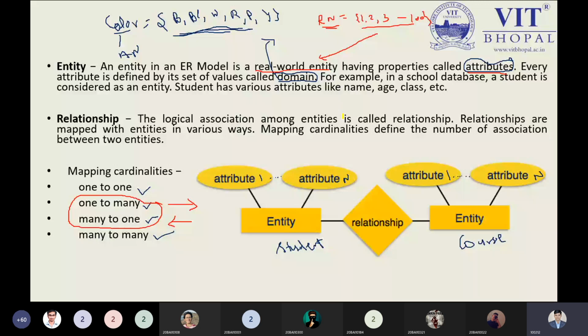So table is a real world entity, so we can have its attributes, and those are known as the properties, or those are also known as the attributes. Same thing, relationship. So how can a table be related with the chair, of course.